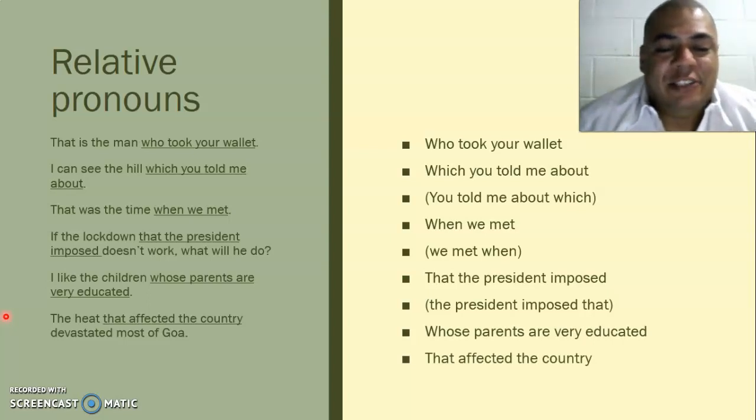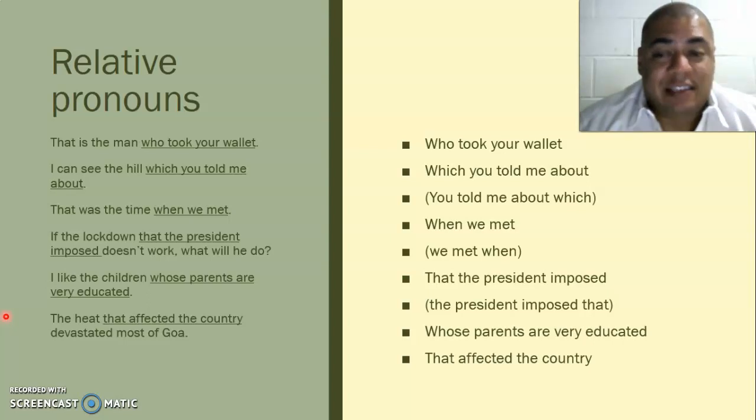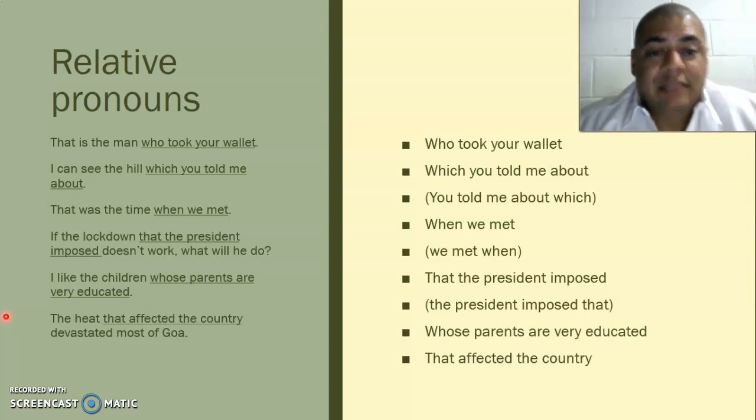That affected the country. Go back and see the original sentence. What is the antecedent for that? The heat. So you say the heat affected the country. So when you take out the heat and put the relative pronoun that, you say that affected the country. Once we have done that, then we move and we start assigning the roles.